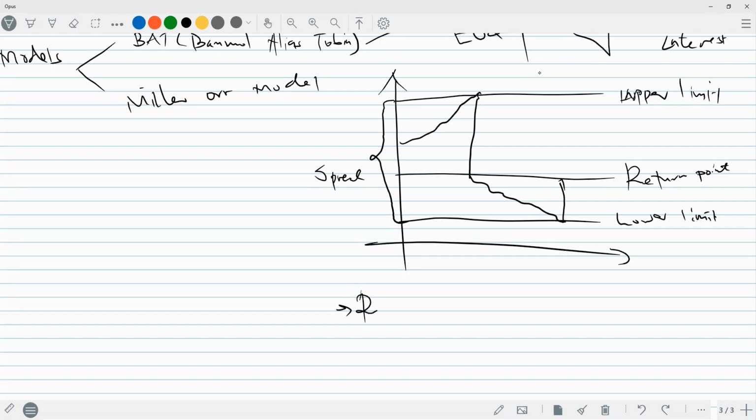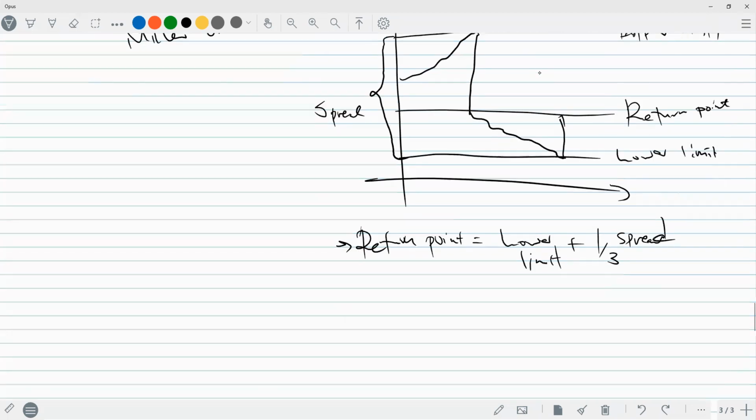The return point, on the other hand, is given as the lower limit plus a third of the spread, and of course by default, the upper limit is given as the lower limit plus the spread.